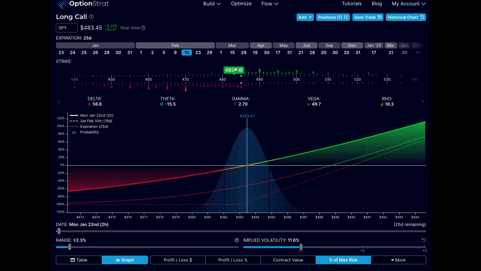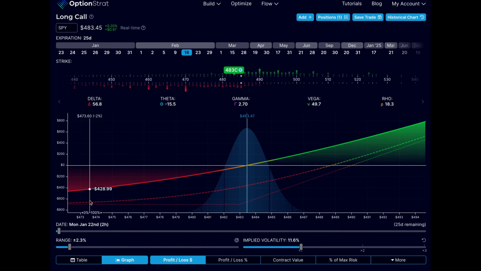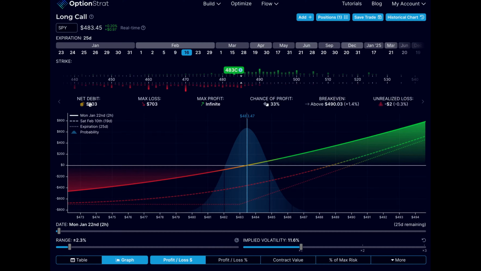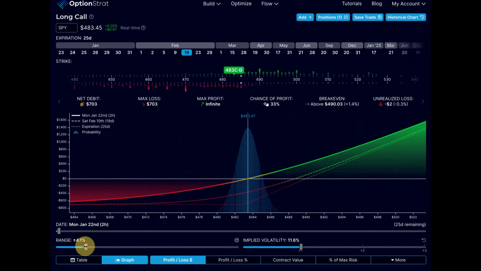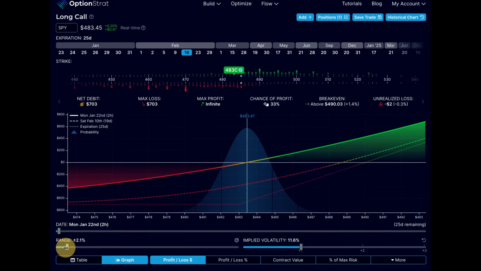Before I get to save trade, I'm going to look at adding a leg to this trade. Right now I have just a long call, 483, and I'm going to come back here to look at P&L in the dollar range. I'm spending, again, as we previously saw, $703 to enter this trade. That is my max risk. So what if I consider that to be a little bit more max risk than what I might want to take on in a trade? What could I do about that?